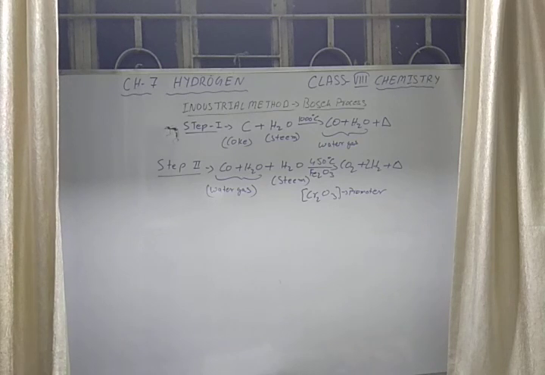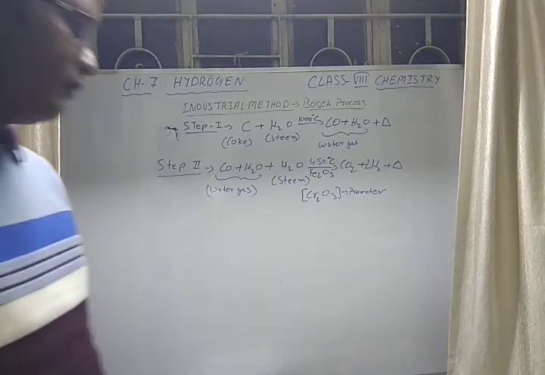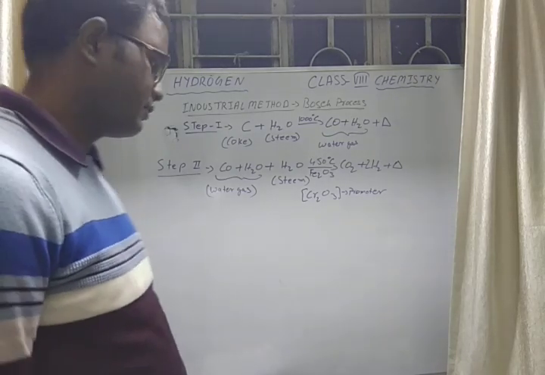And in this process, excess of steam mixed with water gas is passed over the catalyst to elevate the temperature. Okay, so after that, the product that we'll get is carbon dioxide and hydrogen with some amount of heat energy also.